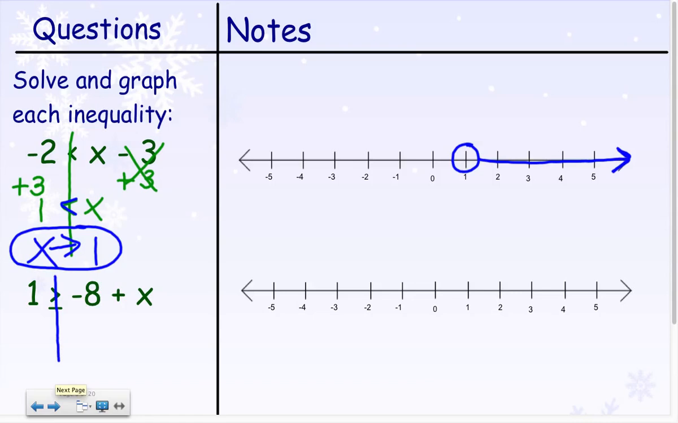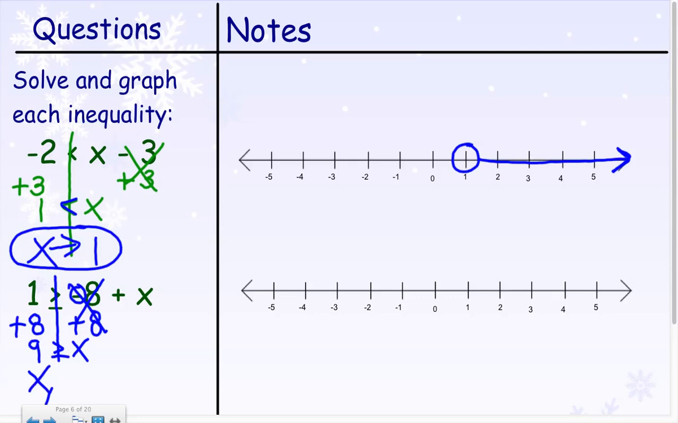To get x by itself, I need to add 8 to both sides because of that negative sign right there. Bring down my inequality symbol. 8 plus 1 is 9. My variable's on the left, so I want to get it on the right in order to be able to use my graphing trick. The Pac-Man mouth is eating the 9.